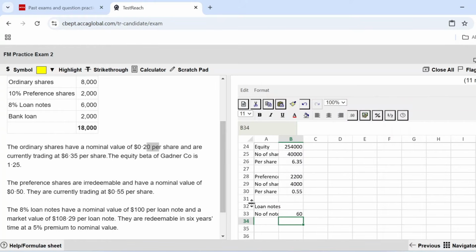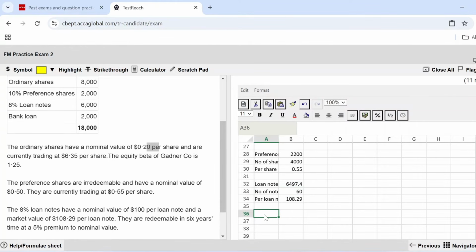So this is your number of loan notes, and now you are supposed to take it multiplied by the per loan note market value. Per loan note, you can see 108.29 is the trading value at the moment. So now the value of your loan notes comes out to 60 multiplied by 108.29. So this is the market value of your loan notes.